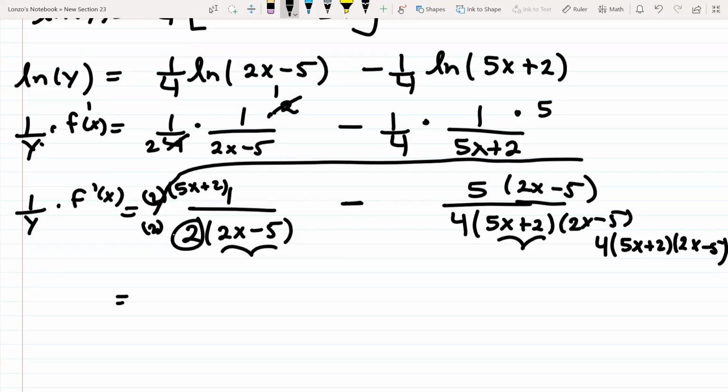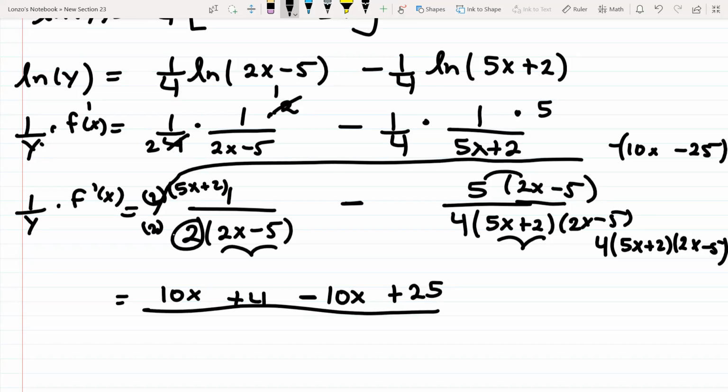So this is going to be 2 times 5x, that's 10x, plus 4, minus, so FOIL this out, this would be 10x minus 25, and then FOIL out this minus, so that's negative 10x plus 25, over the common denominator, which is 4 times (5x plus 2) times (2x minus 5).